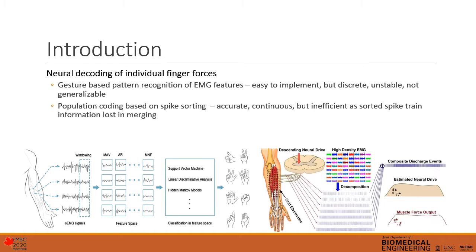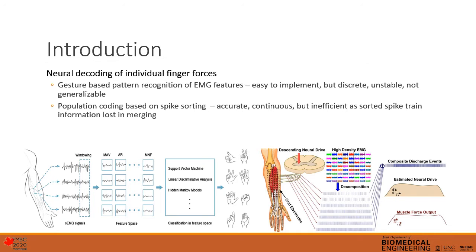An alternative option is to do population coding based on spike sorting. This approach is accurate and continuous, but is inefficient somehow. The high-density EMG signals were decomposed using a fast ICA-based method to get the spike trains corresponding to individual motor units. The spike trains were summed up to predict the force output. In that process, the information of individual motor units were lost.